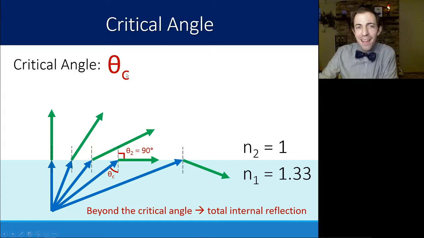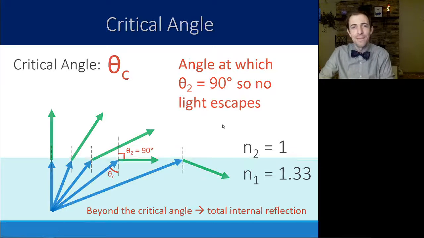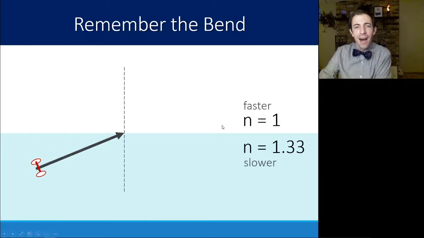So we're going to call that critical angle theta c. And we can calculate theta c knowing that theta 2, this angle of refraction, is 90 degrees. No light escapes. So this one point along here is kind of the threshold between light escaping and light not escaping. That's the critical angle.